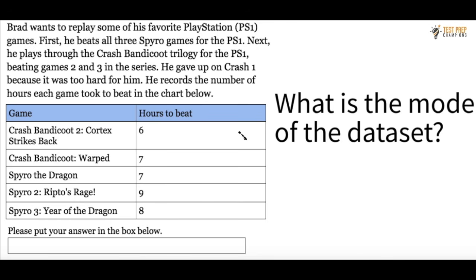And to find the mode, what you do is you look for the most occurring number. So the mode is the most occurring number. So 6 shows up once, 9 shows up once, 8 shows up once, but 7 shows up twice. So 7 is the mode. So again, to find the mode, you just look for whichever number shows up the most amount of times, and that's your mode.